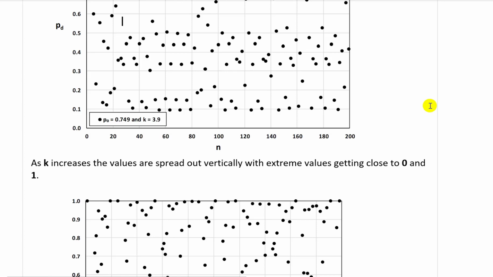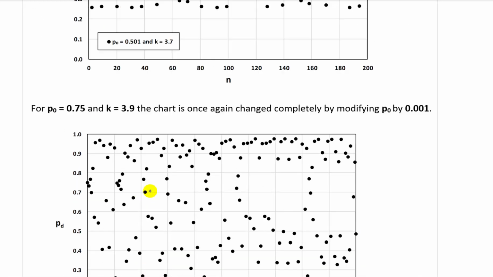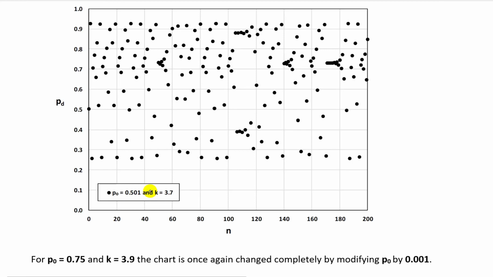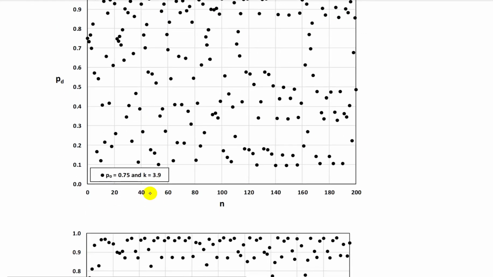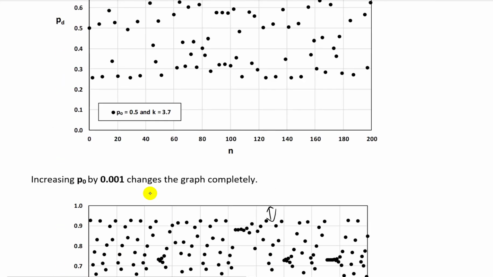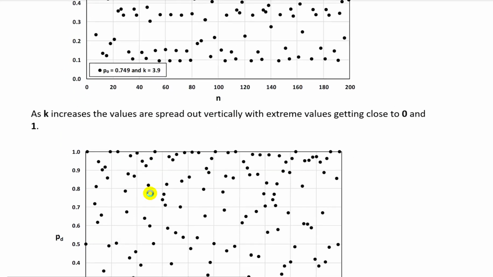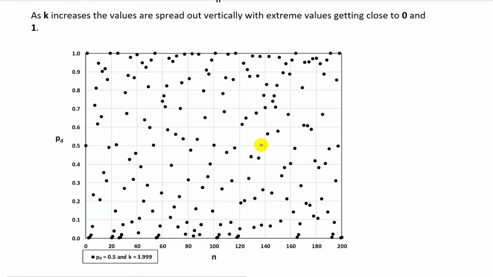So it completely changes. And now as k increases, the values are spread out vertically. Look at the k here initially. It's 3.9, and then this one here is 3.7. So this is higher up like that, a bigger difference from the bottom. When you increase k, it stretches out. Even here, it's stretched out more to this. This one's a bigger gap for the smaller k value. But now we're going to increase k even more. As k increases, the values are spread out vertically with extreme values getting close to 0 and 1.